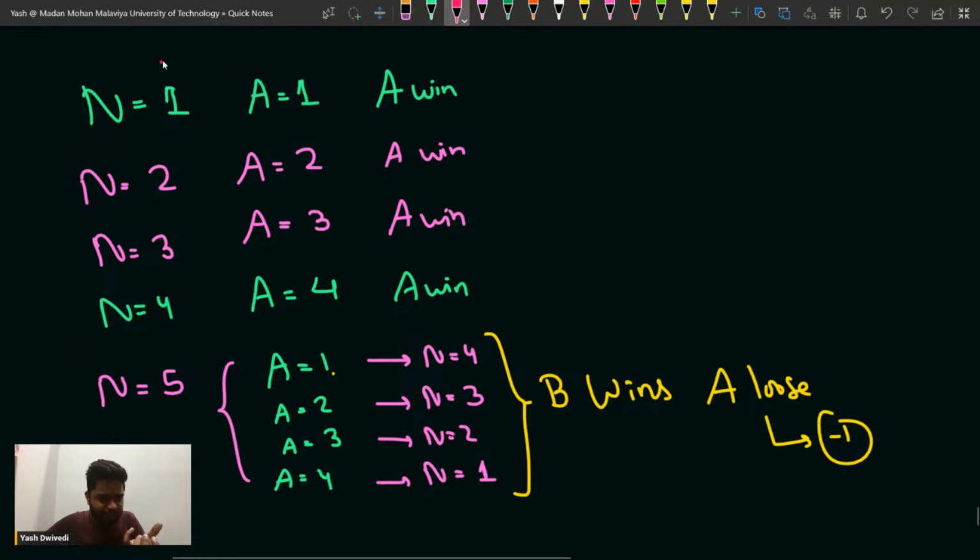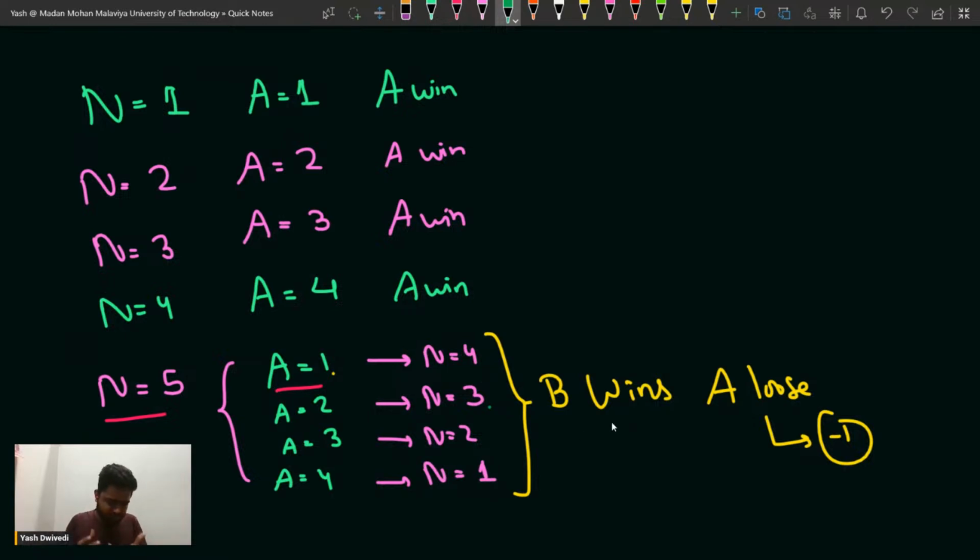Similarly, if A got these values, A can take all of them and win. Now suppose n is equal to 5. If A takes one matchstick, 4 will be left. If A takes 2, then 3 will be left. If A takes 3, 2 will be left. If A takes 4, then 1 will be left. In any of the cases, B is going to get a remaining n value of 4, 3, 1 or 2. So with any of these values, B will win.